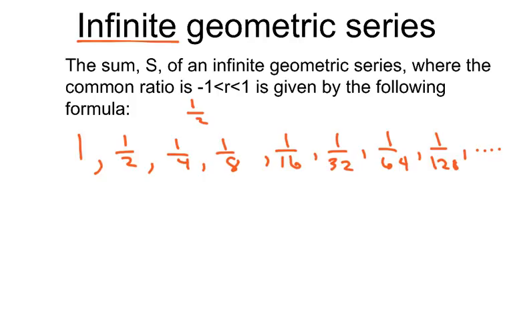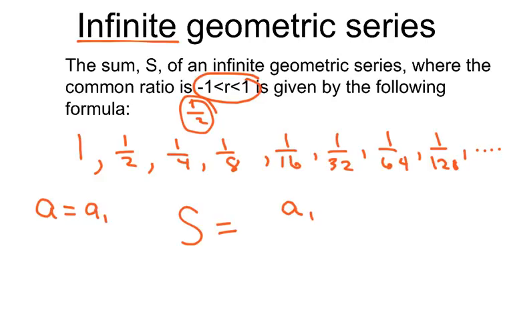So the key to an infinite geometric series is that the ratio is a proper fraction, and it will never stop. But we can find the sum, because the terms get closer and closer to 0. And it's a very simple formula. It's S equals a, where a is the first term, over 1 minus r. And that's your sum.